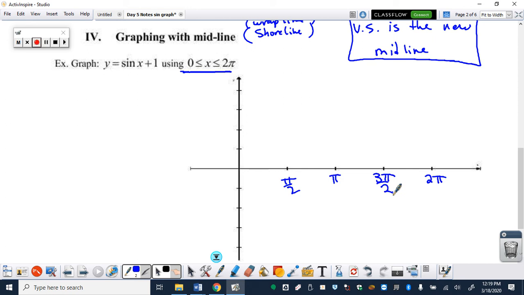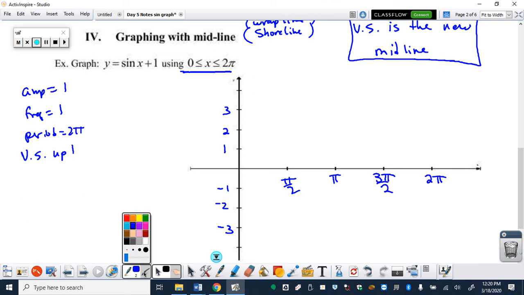I'm going to change the way I scale my y-axis. I'm going to put 1, 2, and 3 at every tick mark instead of every other one, like I did for the previous examples. And let's pick apart this equation. Amplitude is 1. The frequency is 1, so we're not changing anything with frequency. Period is still going to be 2 pi, just like in our parent function. What we have now is a vertical shift of up 1.